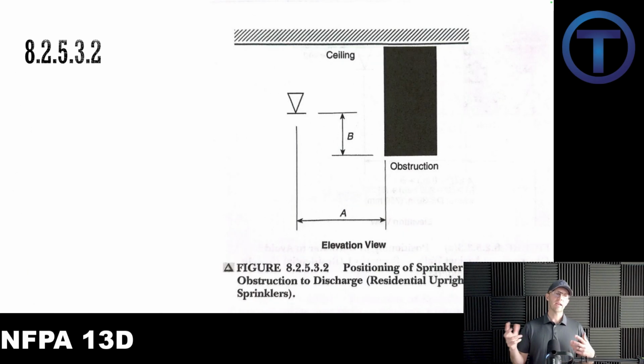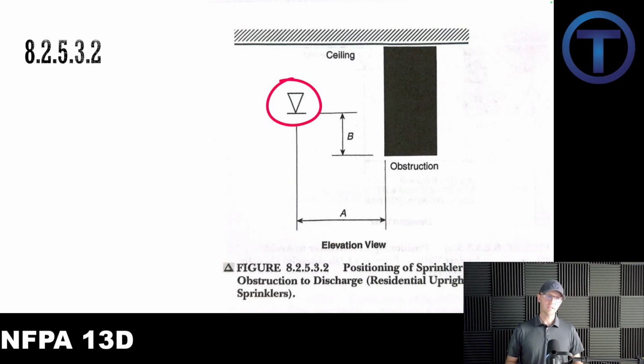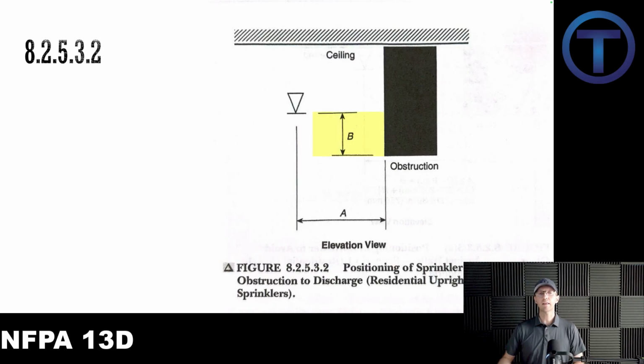Have a look here at the figure that goes along with this table. The big black rectangle is the obstruction. The triangle over on the left is the sprinkler. Then A is the distance from the sprinkler in feet, and B is the elevation above the bottom of the obstruction in inches.